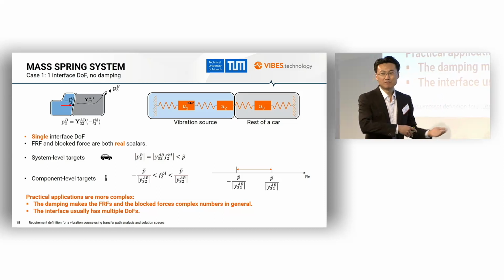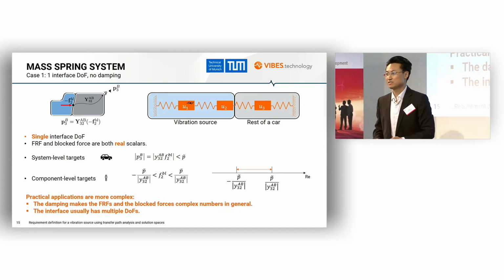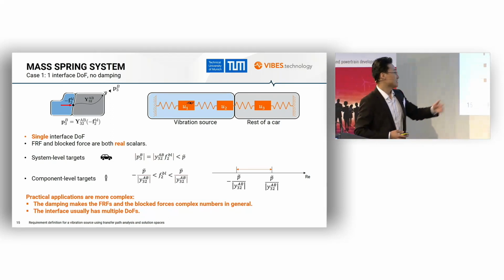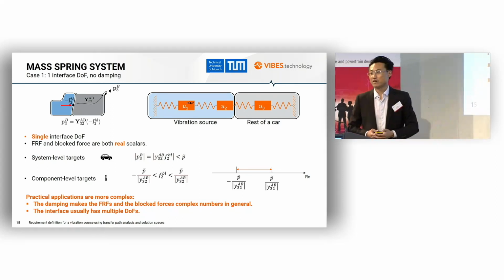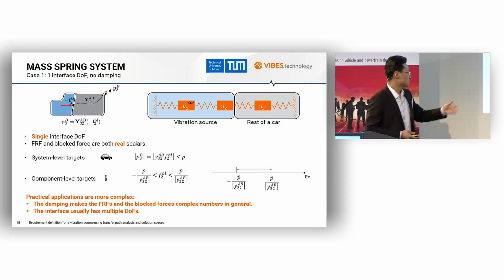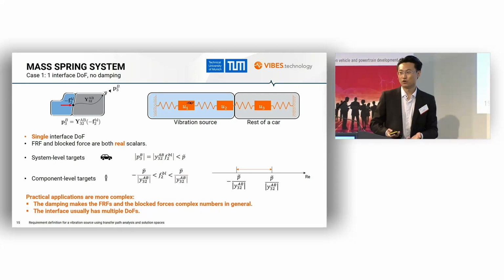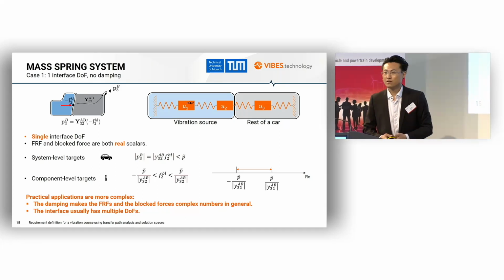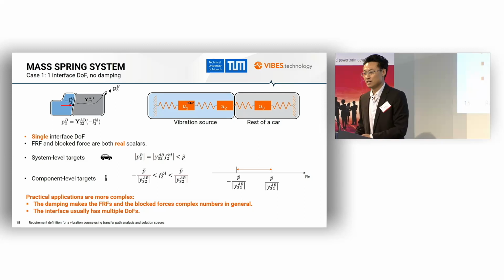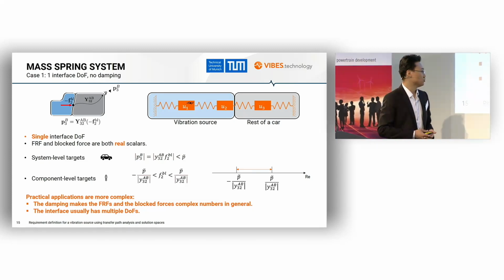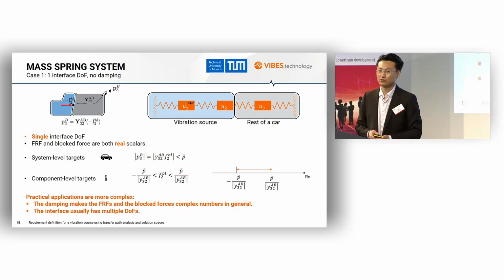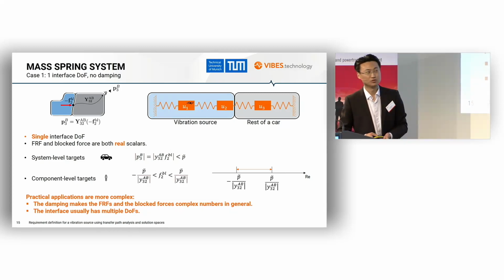Compared to this simple example, practical applications are more complex in two ways. First, the damping would make the FRFs and the block forces complex numbers. Second, the interface usually has multiple DOFs. So in the following, we try to develop our method further, first to address the issue of complex numbers, then the issue of multiple interface DOFs, and in the end, these two issues combined.